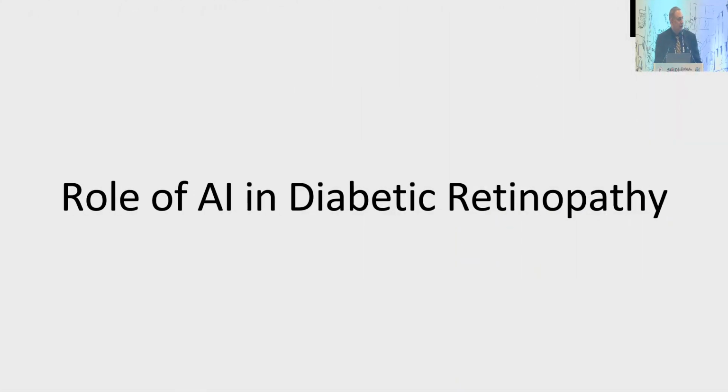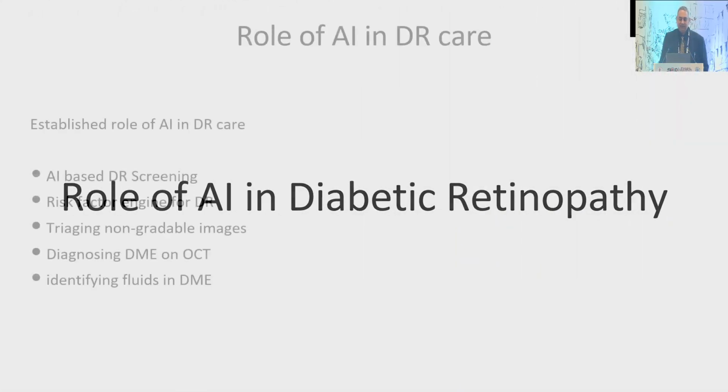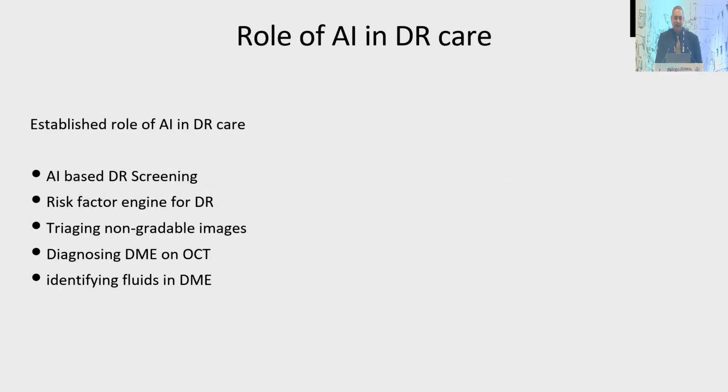Coming to concluding, the role of AI in diabetic retinopathy. We now have some established role of AI. AI-based diabetic retinopathy screening is now attested by not only VRSI and AIOS, but even recently by RSSDI and the American Diabetes Association. So this is something which should be used so that we can screen more people with diabetes with existing manpower. The risk factor engine for diabetic retinopathy is very important for a country like ours, where the load of people with diabetes is very high.